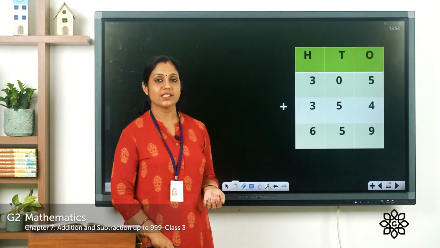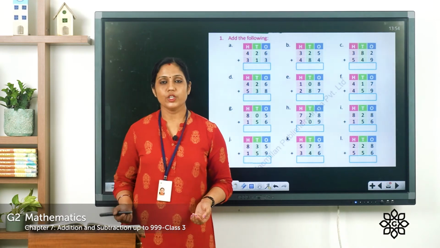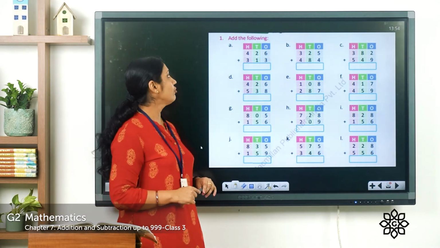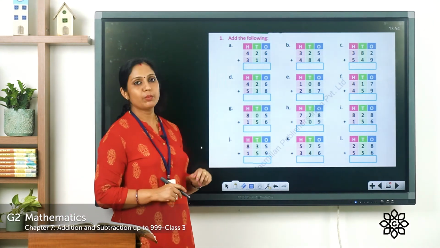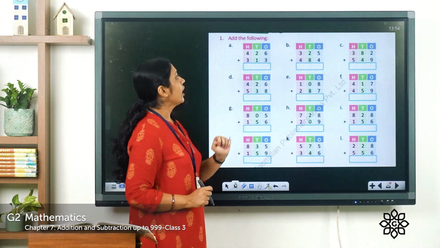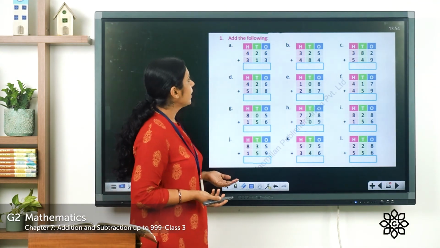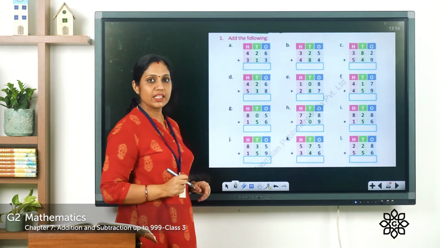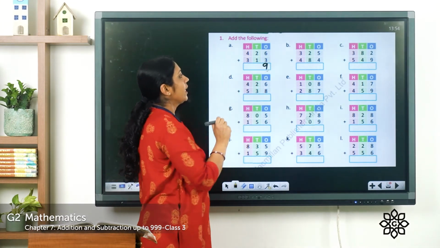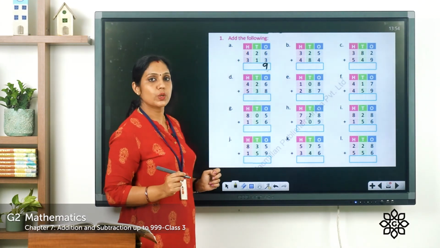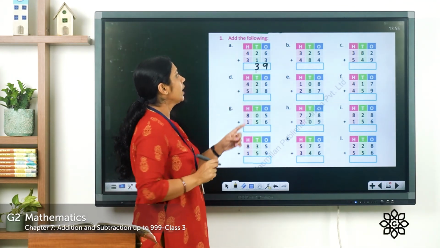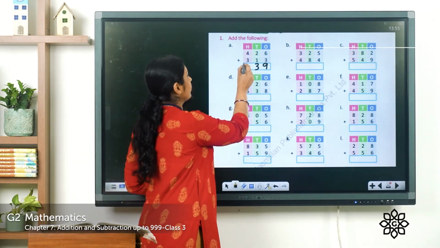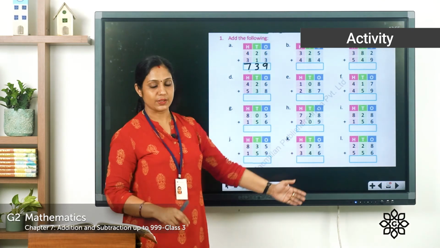Now let's do some exercises that's in the text. You can open your textbook, page number 99. So first we have add the following. You have a 3-digit number plus a 3-digit number. So we have 426 plus 313. What we have to do? We'll start from the ones place. So 6 plus 3 is 9. You can write 9, and then in the tens place we have 2 plus 1. 2 plus 1 is 3. And look at the hundreds place. We have 4 plus 3, and 4 plus 3 is 7. So likewise you can complete the rest of the exercises.